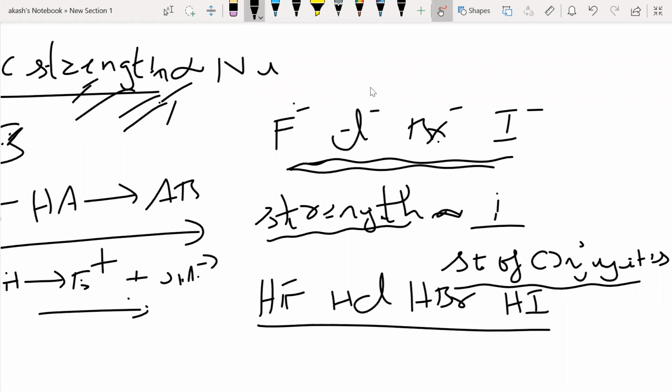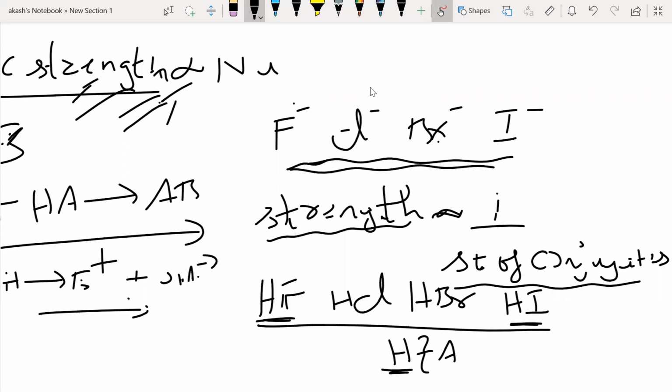Now, how do you predict it? It's all about the bond strength, is it not? I have this H-A bond, for example. Obviously, you need to break this bond for H plus to come out, right? Wherever I'm going to have the least bond strength, there only I'm going to have the maximum amount of H plus coming out, right? Obviously, I know the HF bond is very strong, and the HI bond is the weakest bond here.